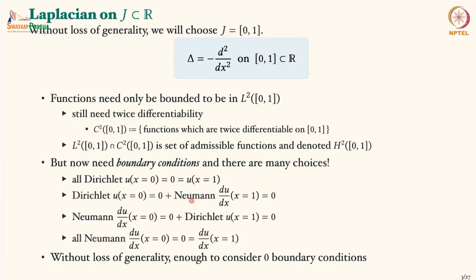So yes, you can give a combination, the so-called Robin boundary condition, which will say something like u at x equal to 0 plus du by dx at x equal to 0, the combination is 0. I don't know what your background is, but if you're an electrical engineer, it turns out that Robin boundary condition is quite important.